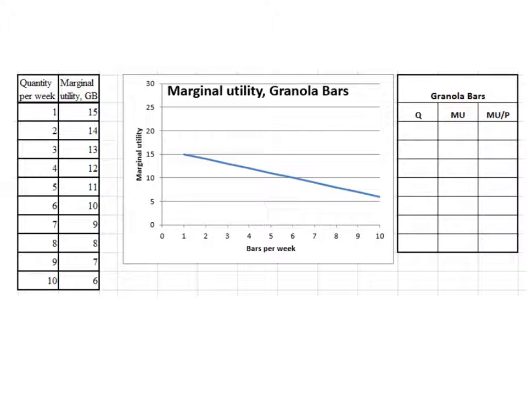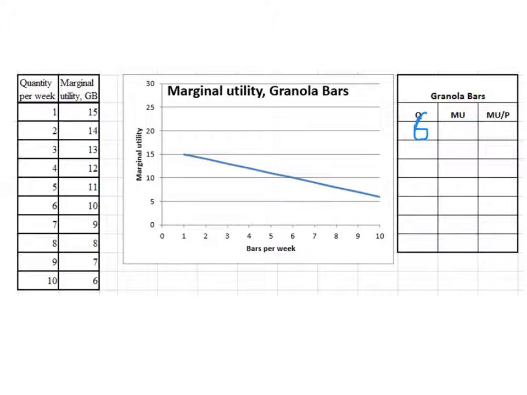Okay, I'll give you the solution, but if you haven't already tried, you really should. Okay, let's try 6 granola bars per week.